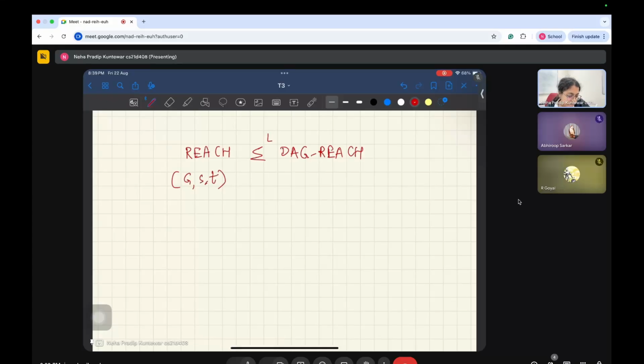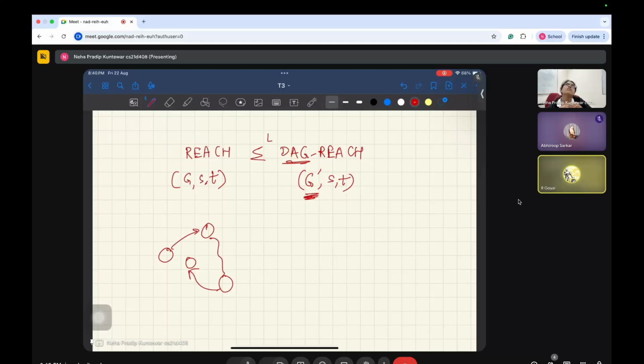Again, note that I'm allowed to modify the graph. I mean, we will have to because we want to make it a DAG. So just think of it this way: I have a directed graph and I want to somehow make it a DAG. You can introduce new vertices, you can introduce new edges as long as you are doing it with polynomial size blow up.